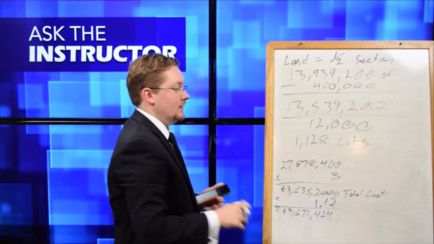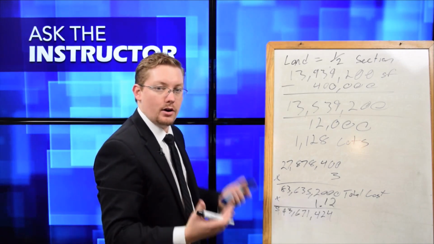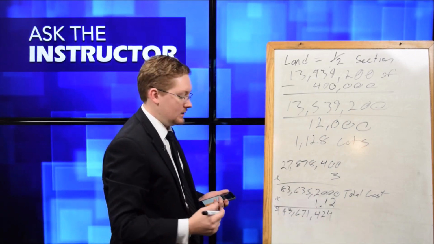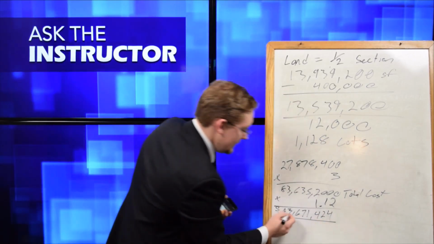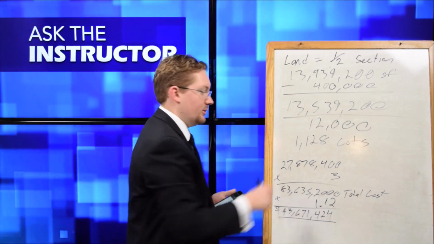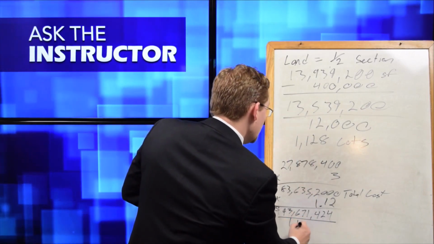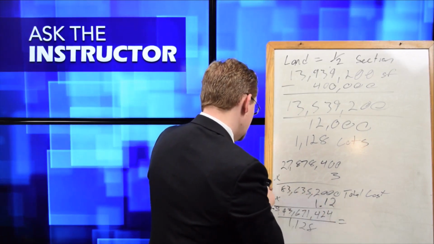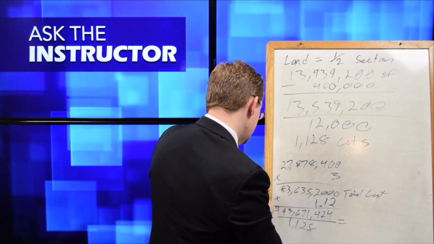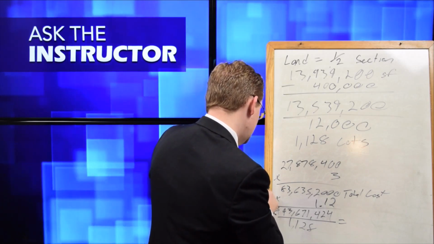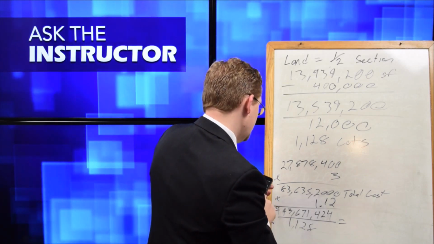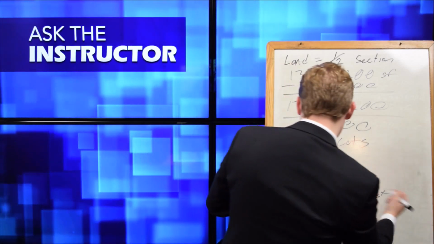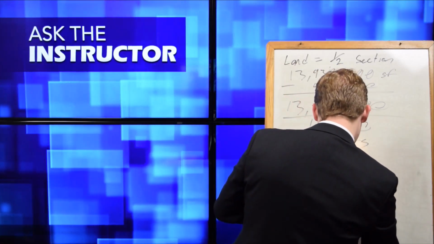Now the last thing we need to do to figure out what ultimately our cost per lot is, because we have the total amount we need to sell all 1,128 lots for, so we're just going to divide this 93,671,424 by the 1,128 lots, and we're going to end up with $83,042 and about 4 cents.